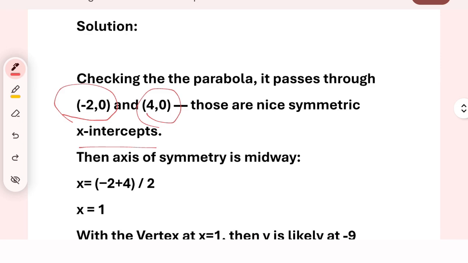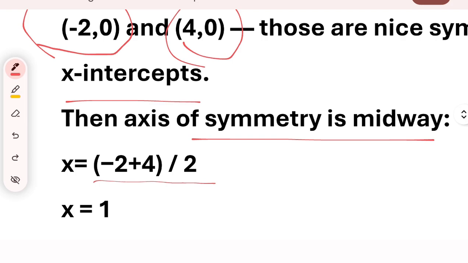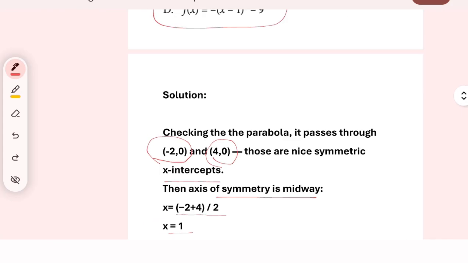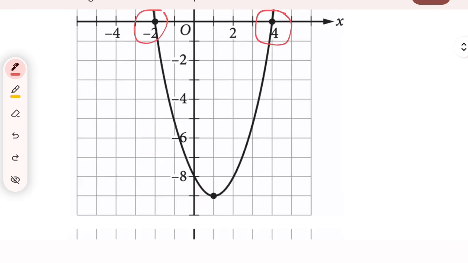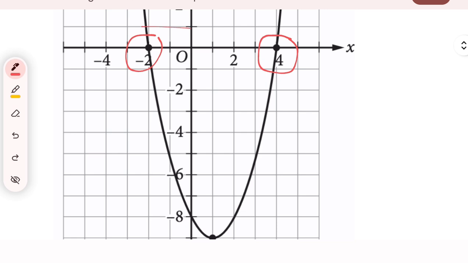When we look at it again, we could compute the symmetry or the midway of it. So -2 plus 4 divided by 2 is equal to 1. That is where the middle is. If you go back to the graph, this is 2, and the side here is 4, right? So the middle is actually here. When you count from here to there, that's 3, and from here to there is also 3. So the middle is here.